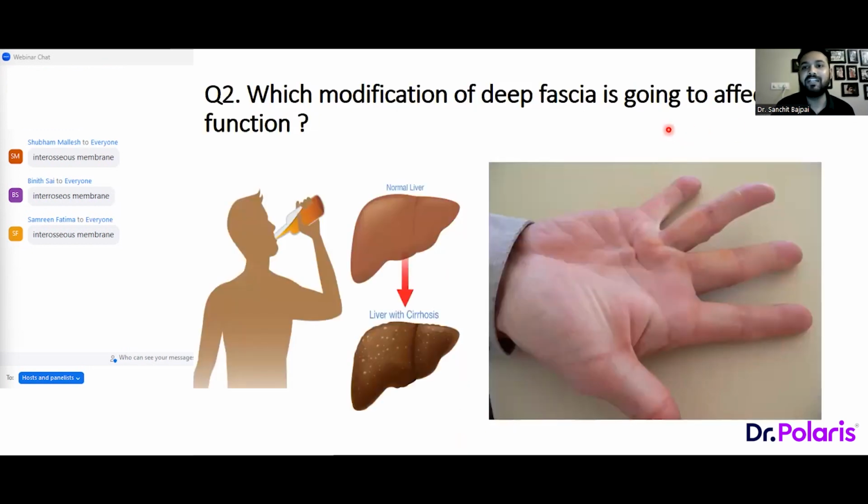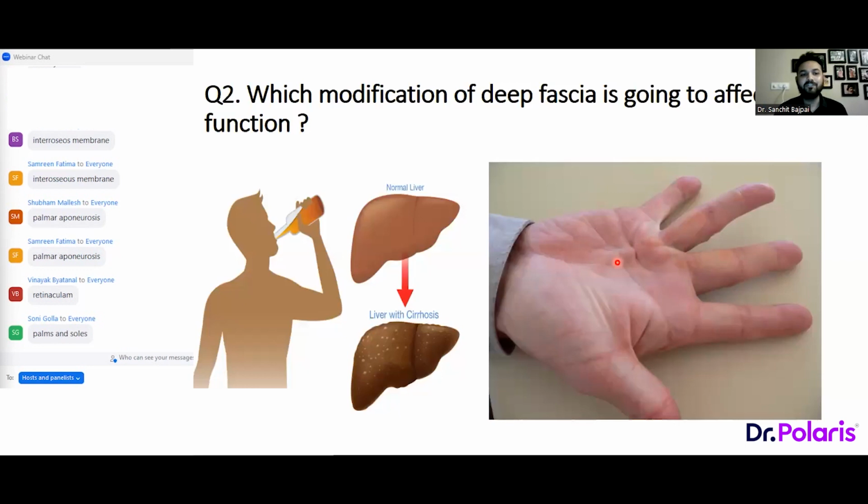Which modification of deep fascia is going to affect this function? So this is a particular patient who has got this kind of a drinking habit. He develops liver cirrhosis, right? And he also presents with this kind of a hand deformity, where I see this kind of hand is there. So which modification of deep fascia do you actually think of which has gone wrong here or affect this?